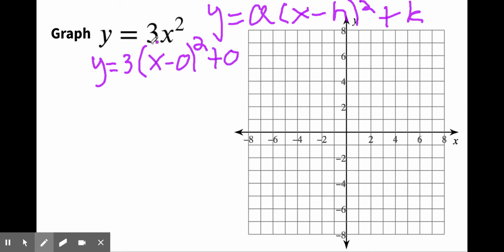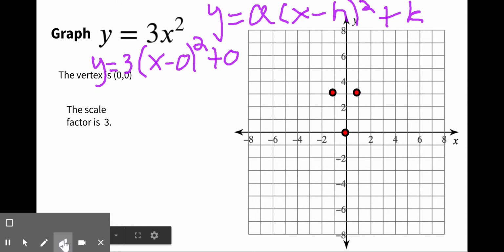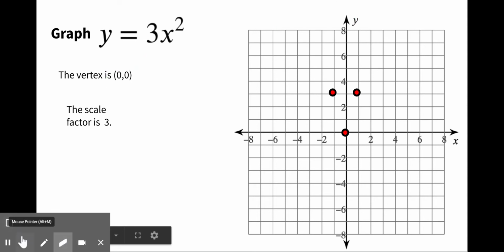Okay, the only thing they really gave us is our scale factor. So our vertex is going to be at (0, 0). So I'm going to put a point at (0, 0). And the scale factor is 3. That means I'm going to count up 1, 2, 3, and then go over 1 on both sides. Okay, my last step is to connect my points with a U-shaped graph.